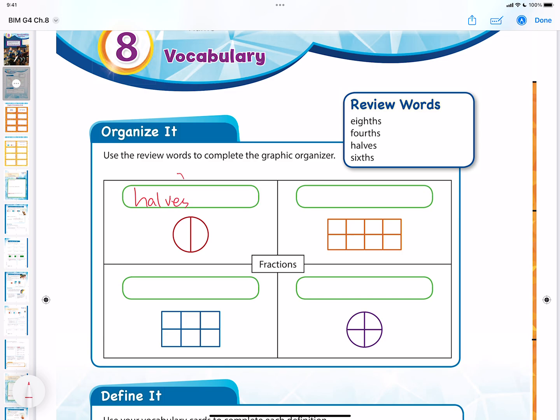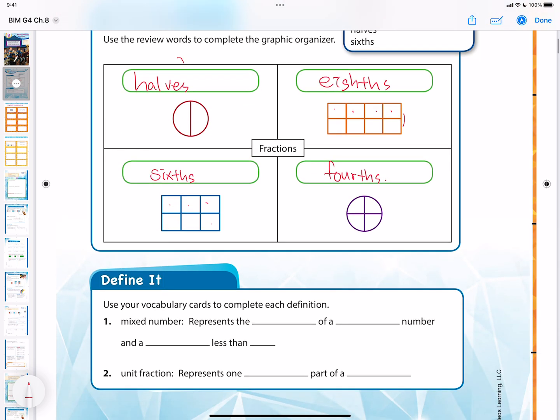And how many pieces are there? These are split into 1, 2, 3, 4 of 2. That means what? Eighths. And these are what? 3 times 2 is 6. Sixths. And these are fourths. Okay. Fourths. Okay. Now let's define it. Use your vocabulary cards to complete each definition.